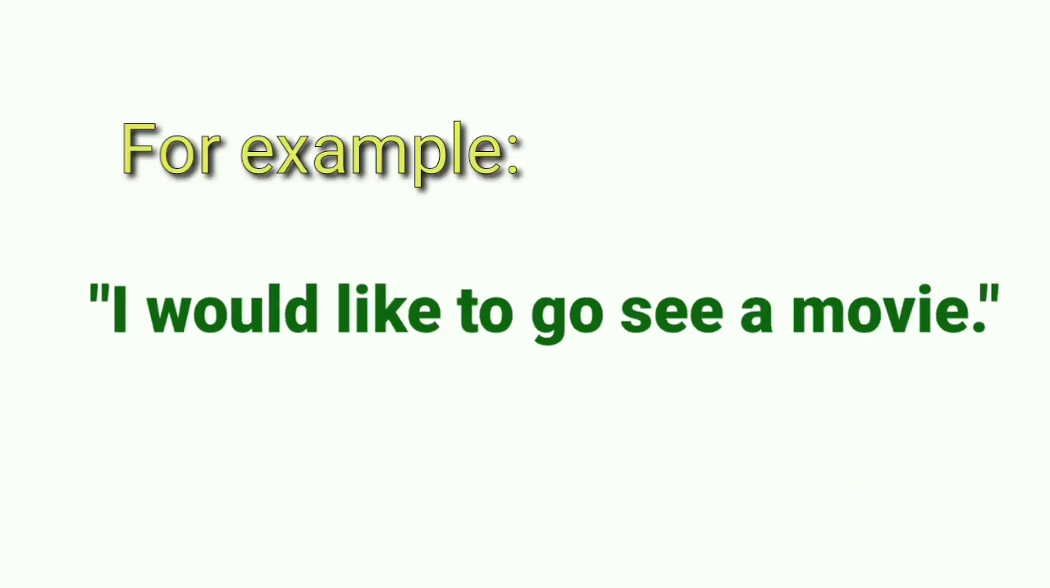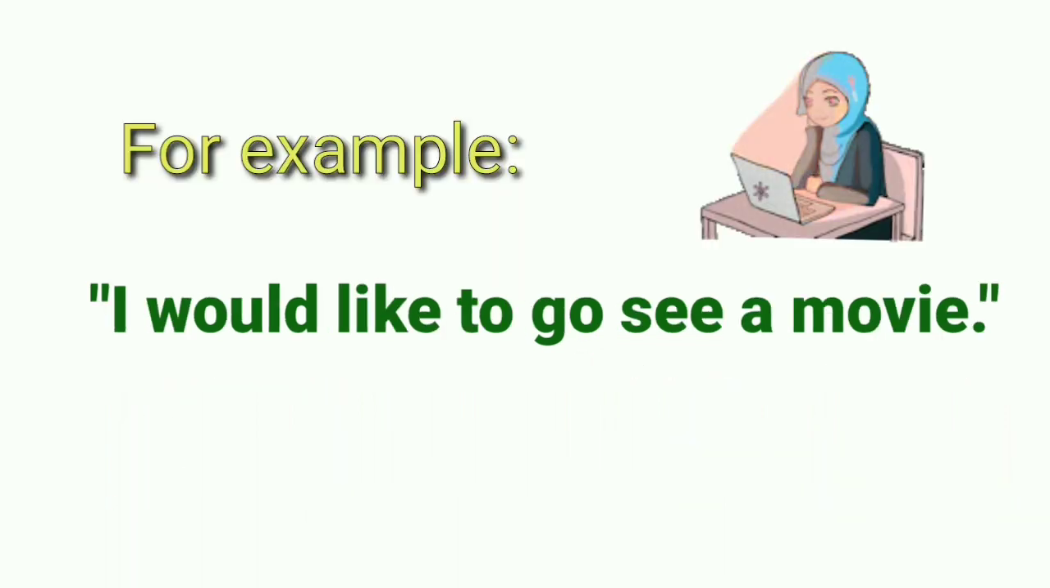The indefinite article a or an signals that the noun modified is indefinite, referring to any member of a group. For example, I would like to go see a movie. In this example sentence, we are not talking about a specific movie, we are talking about any movie.